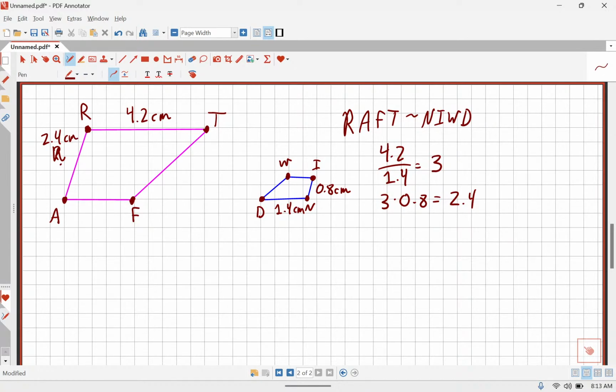What if we went the other way? I love it, though. Let's see here. What if I told you that AF was 2.1 centimeters? What could you tell me about this other figure then? TH.